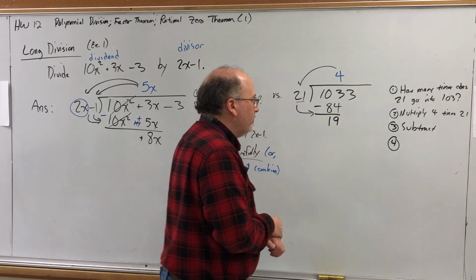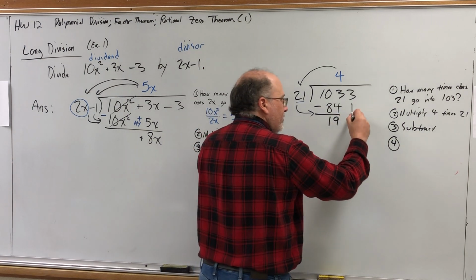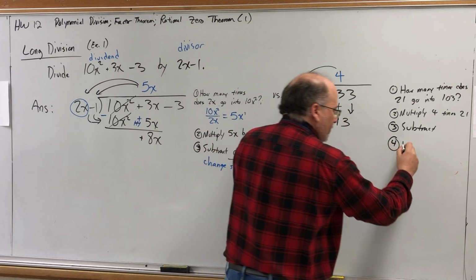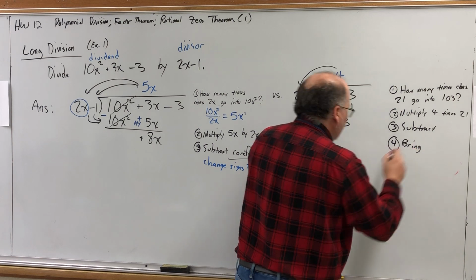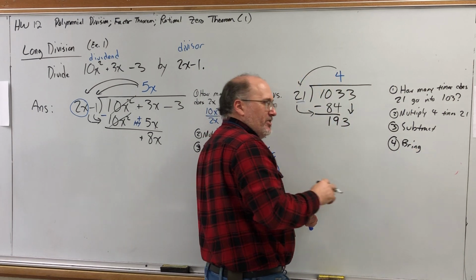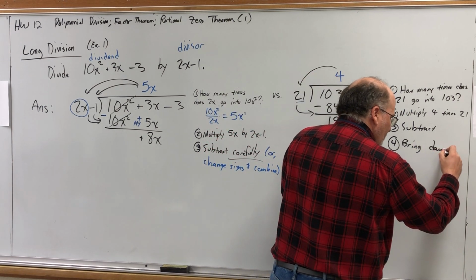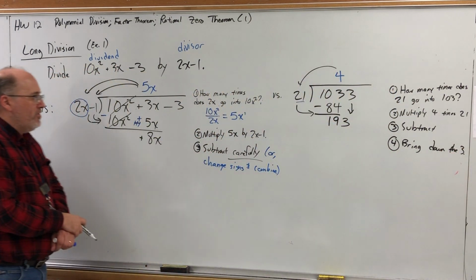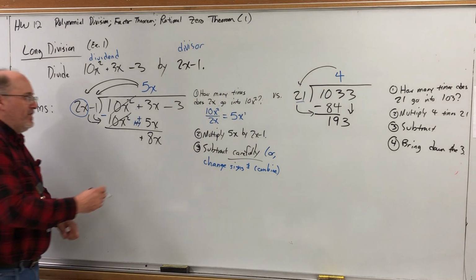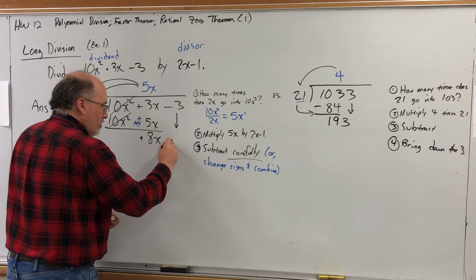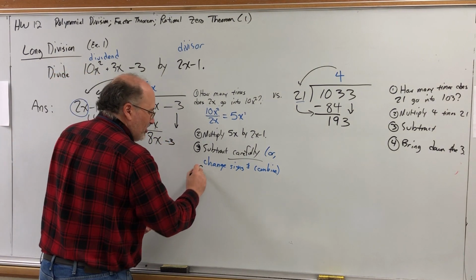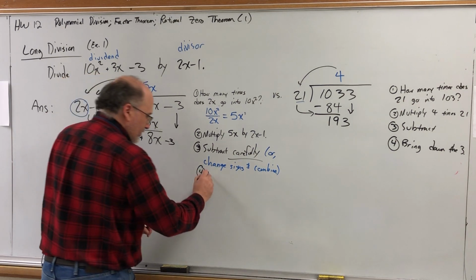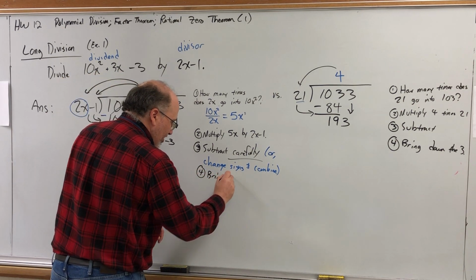What's our fourth move? Bring down the 3. More specifically, bring down the next digit in the dividend. Bring down the 3. So guess what the next move over here is? Bring down the -3. More specifically, bring down the next term in the dividend. We'll just say bring down the -3.